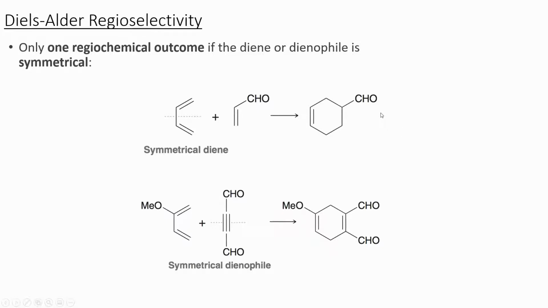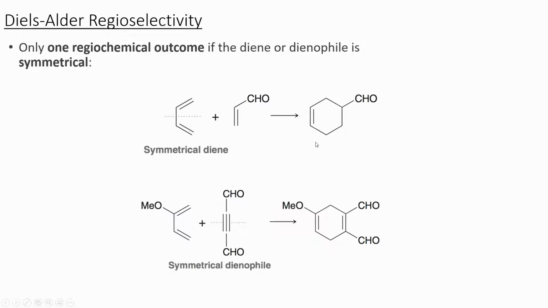Now let's take a look at regiochemistry. In some cases, there will be only one regiochemical outcome, and that's if we have a symmetrical diene, because then it does not actually matter the orientation of the aldehyde here, the two products are identical. If we have a symmetrical dienophile, the same holds true, where the two potential products, depending on the orientation of the diene, are going to be exactly the same.